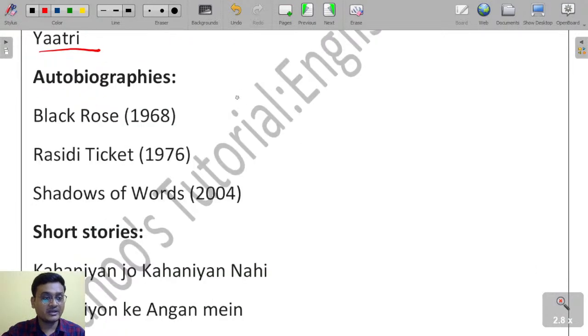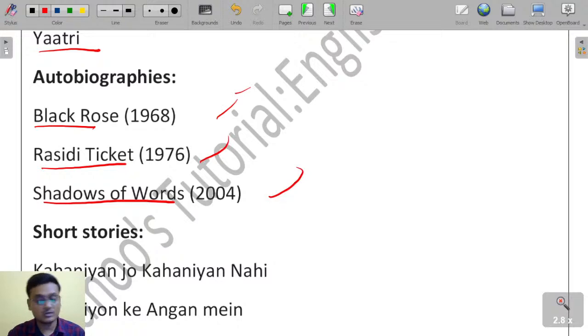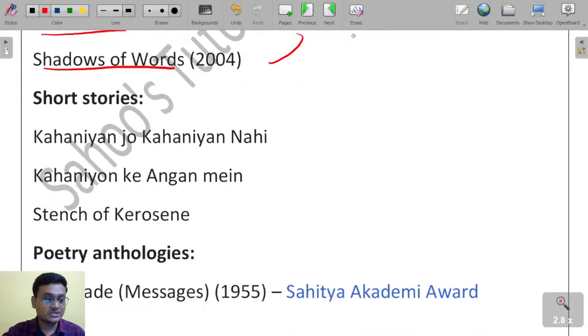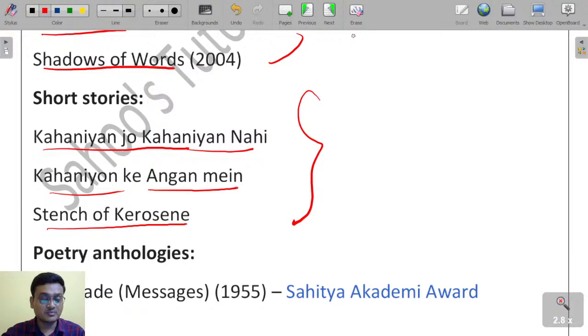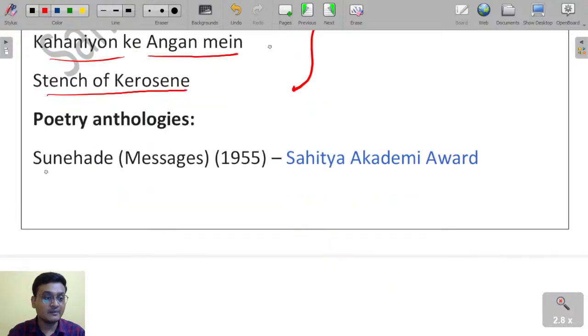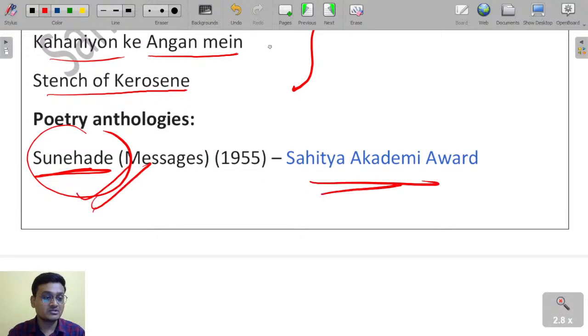And her autobiographies are Black Rose, Rasidi Ticket and Shadows of Words. These are important autobiographies. Now she had also written some short stories, like Kahani Jo Kahaniyan Nahin, Kahaniyon Ka Angan, and A Stain of Kerosene. So these are three short stories written by Amrita Pritam. Whereas the poetry anthology is Sunehade, and for this work she was awarded the Sahitya Academy Award. This is the magnum opus work Sunehade by Amrita Pritam.